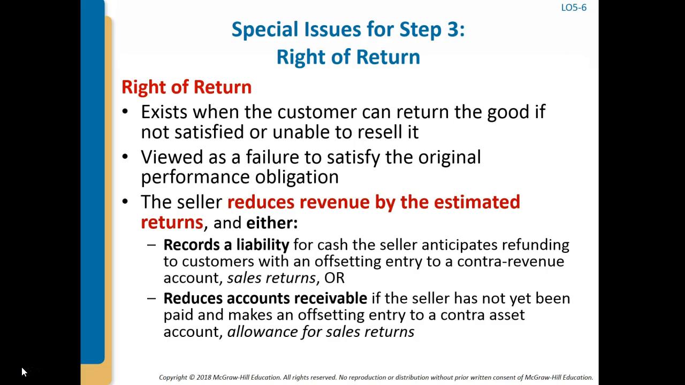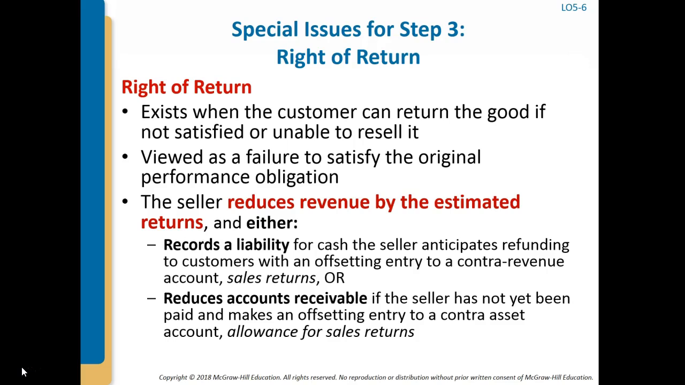Because the total amount of cash a seller is entitled to receive depends on the amount of returns, a right of return creates a situation involving variable consideration. Based on past experience, a seller usually can estimate the returns that will result for a given volume of sales. So the seller reduces revenue by the estimated returns and records a liability for cash the seller anticipates refunding to the customers. If the seller hasn't yet been paid by the buyer, it might reduce its accounts receivable with a contra account, allowance for sales returns, rather than recognizing a liability to return cash it hasn't received yet.